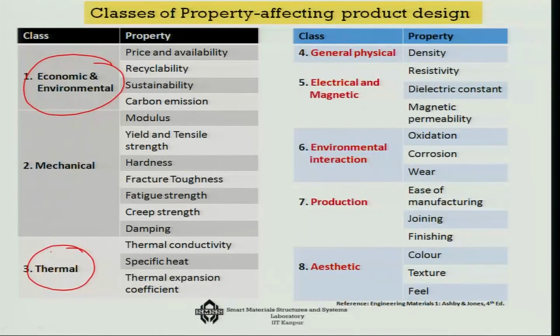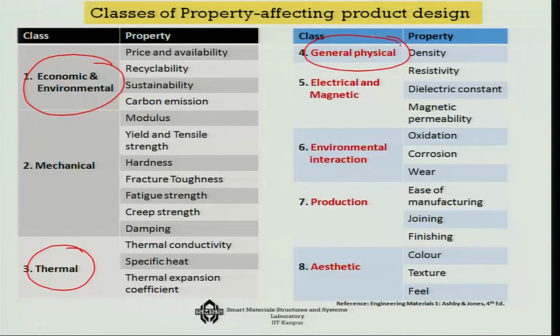Then of course, there are some general physical parameters, just a few of them, like density and resistivity. These are very general physical parameters, but we do look for them in choosing a material whenever they are very important. For example, a low weight, that means a low density, is always important for aerospace type of applications.